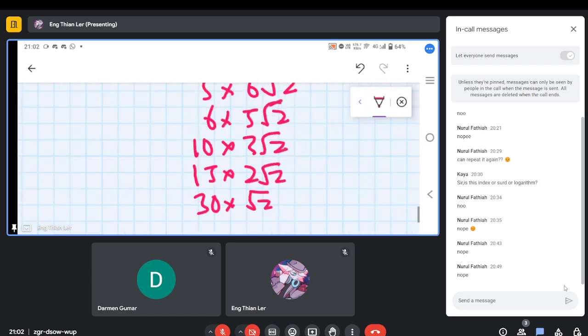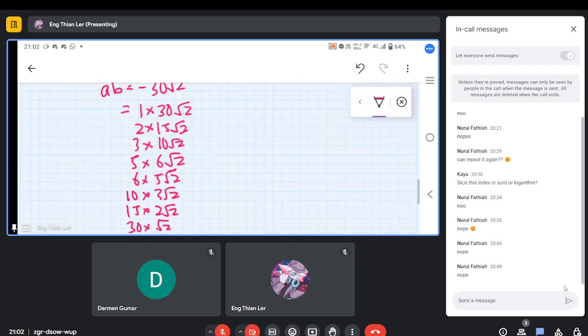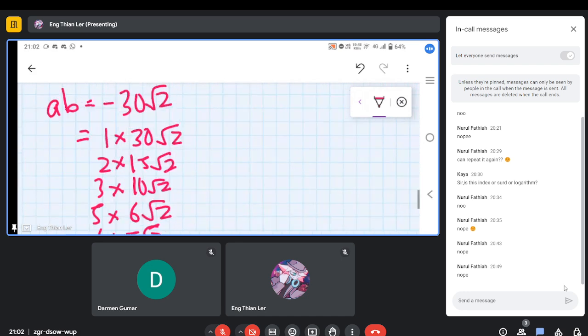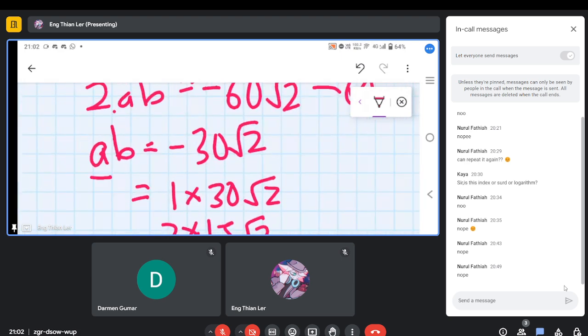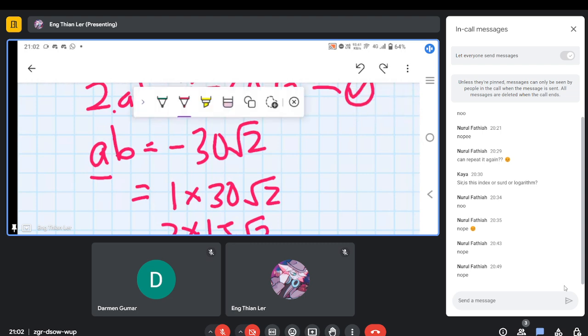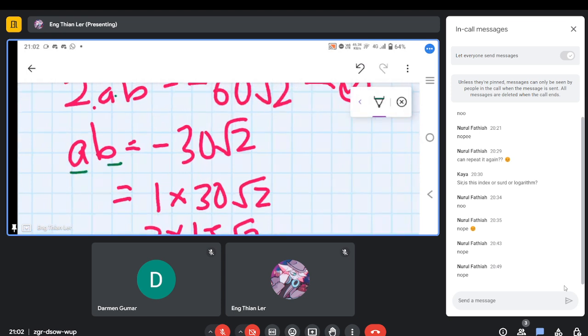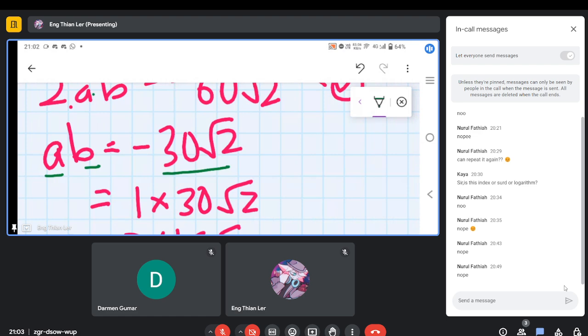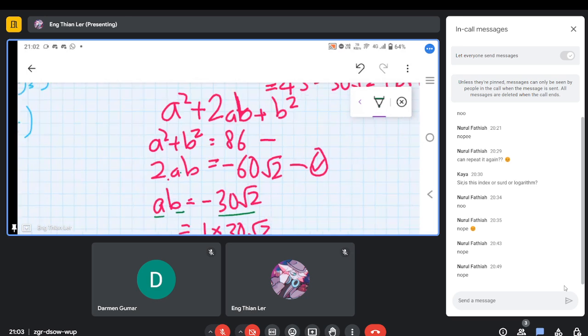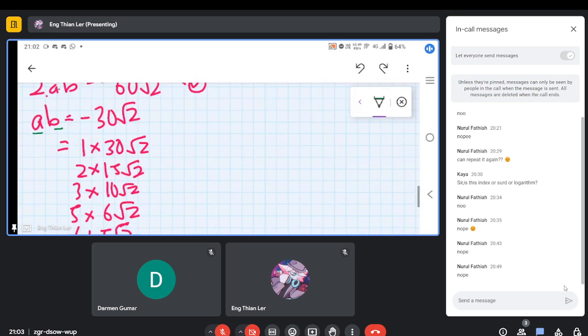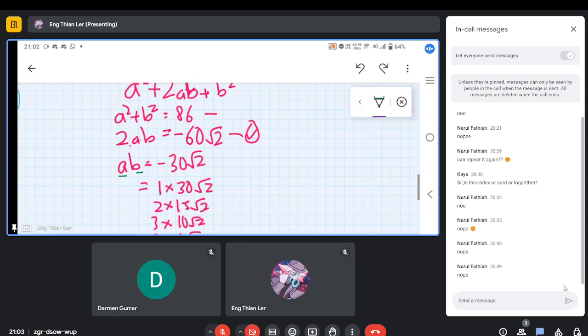And remember, we also have the negative part also. So I'm not going to write the negative part. So now we look at this. First, because of AB, we need to look at the AB with a different perspective. We know that AB is negative 30 root 2. This means that A and B is the roots. I mean that A and B is the thing you multiply.